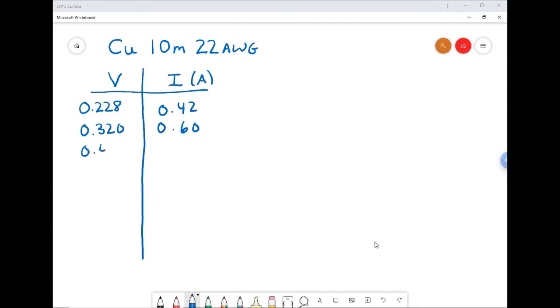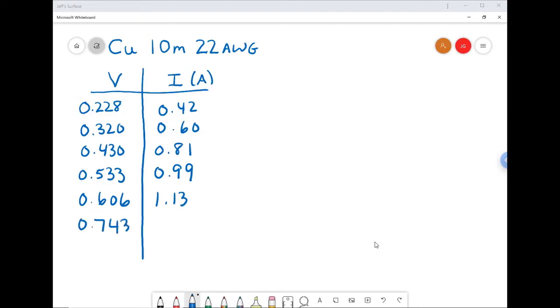At 0.430 volts, the current was 0.81 amps. At 0.533 volts, the current was 0.99. At 0.606 volts, the current was 1.13 amps. At 0.743 volts, the current was 1.36 amps. Okay, so now I'm going to redo this with a different copper coil.